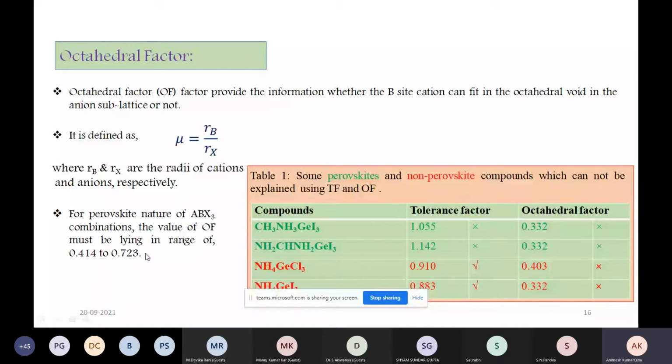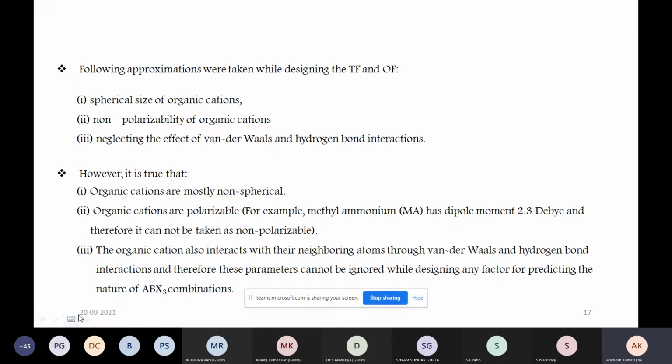Even so, this factor also has certain limitations. These factors could not explain the nature of the compounds which I have shown here in red, and therefore I thought that these two factors are not sufficient to determine whether an ABX3 compound shows a perovskite structure or not. So why did these two factors fail?